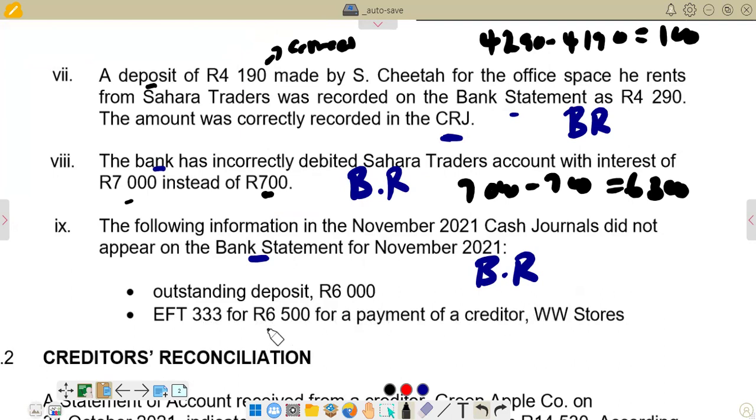payment for creditor WW Stores. So we have got a payment that we made. Whenever we make a payment on the bank statement, we're supposed to debit because it's money going out of the business. So I will debit the bank statement with 6,500. So I'm just going to enter that. We are going to put our 6,000 on the credit, then 6,500 on the debit.